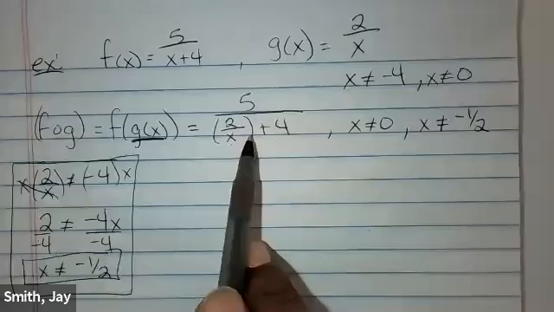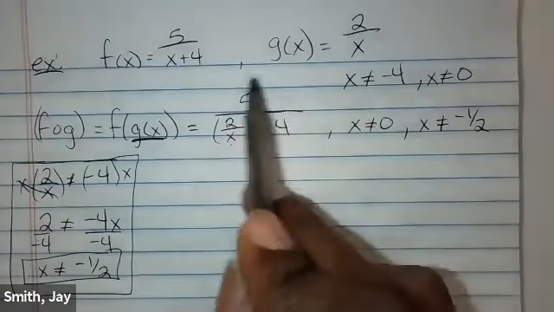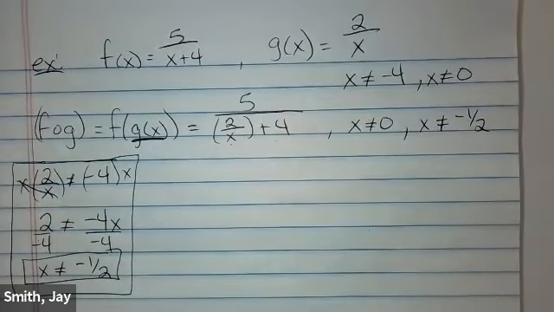All right, so now what we need to do is simplify this complex fraction, 5 divided by 2 over x plus 4.